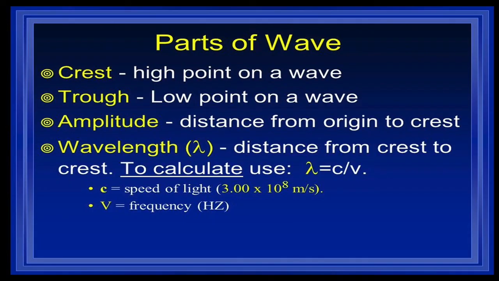Parts of a wave. You have a crest, the high point of the wave, a trough, the low point on the wave, and amplitude, the distance from the origin, or the nodal area, the x-axis, so to speak, to the crest. Wavelength is the distance from the crest to the crest, or really any point on the wave to another point on the adjacent wave. To calculate, use lambda equals c over nu, where nu is the frequency of light.